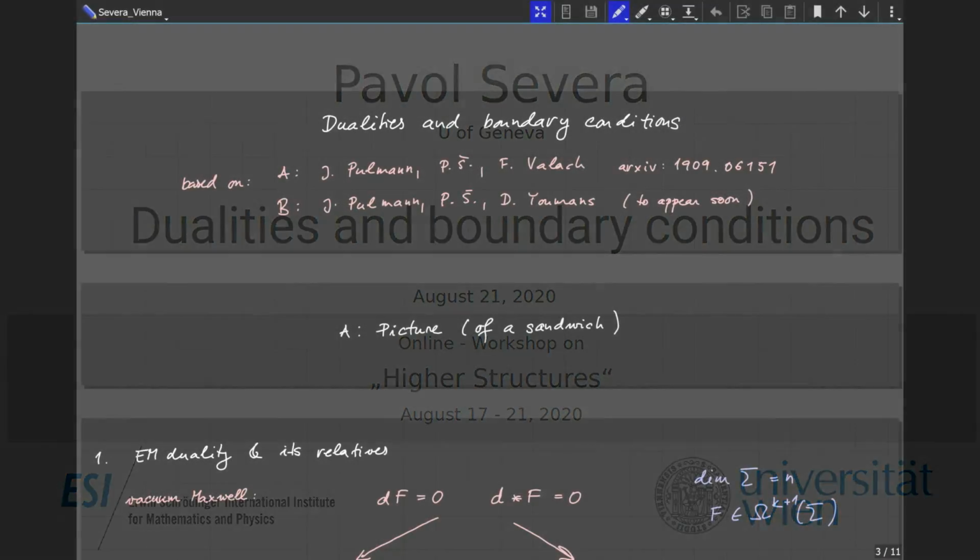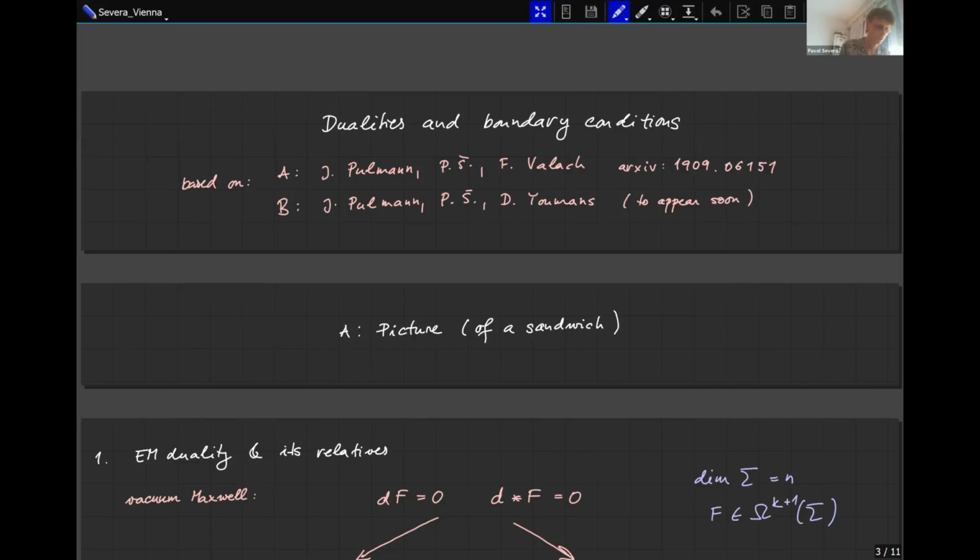I'm going to talk about a joint work with Jan Pulmann, Friedrich Valach, and Donald Youmans. And I apologize a bit in advance. This is going to be some kind of physicsy talk given by somebody who doesn't know anything about physics. So you're going to get the best of both worlds.